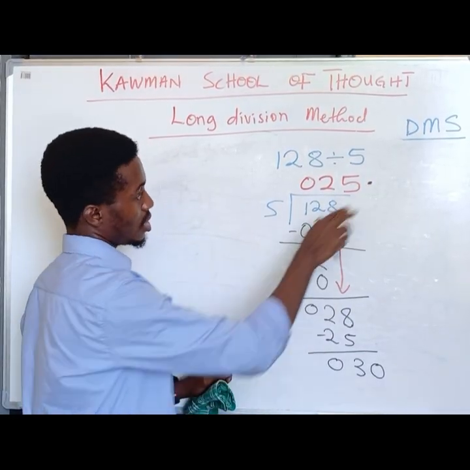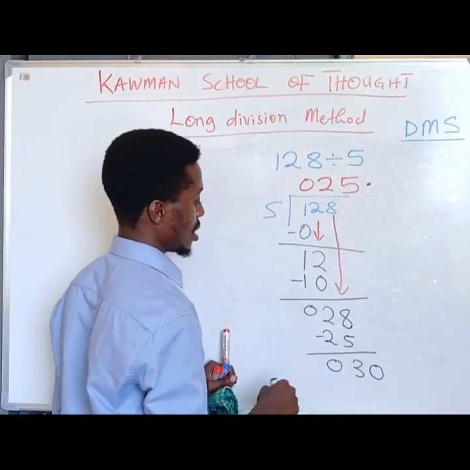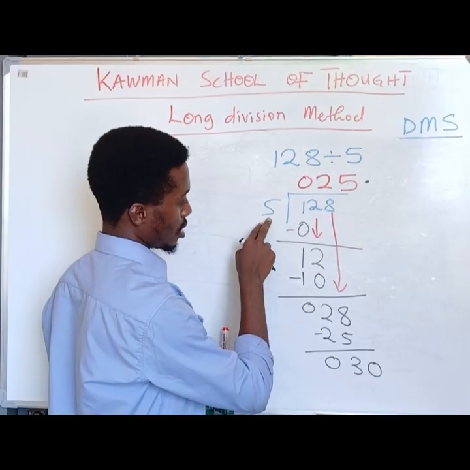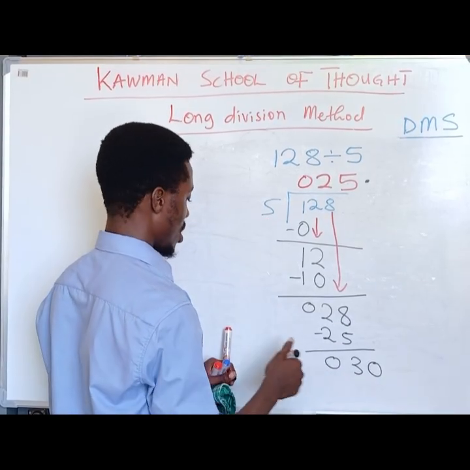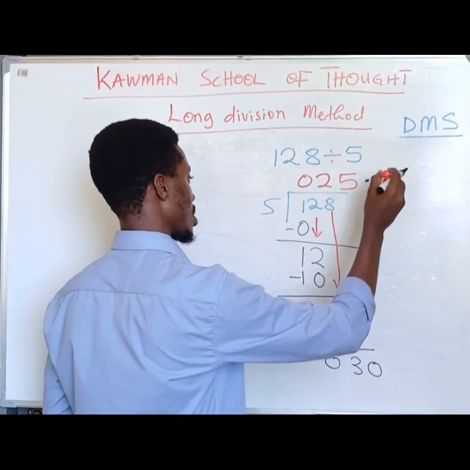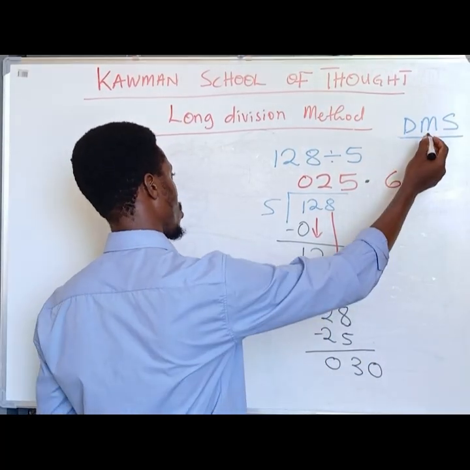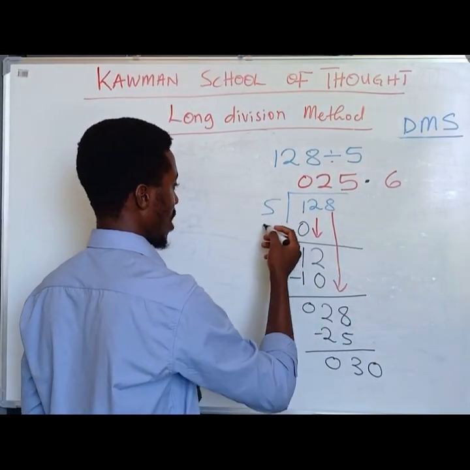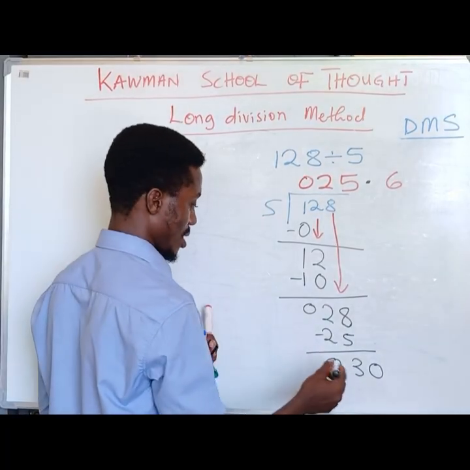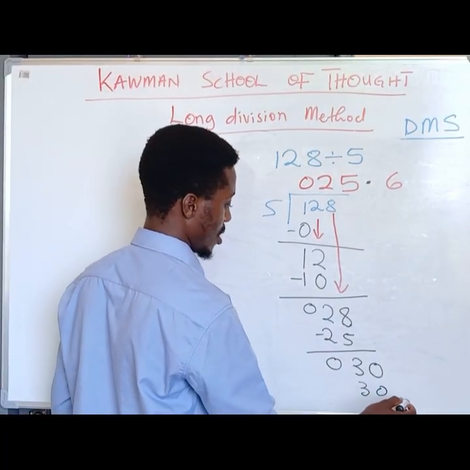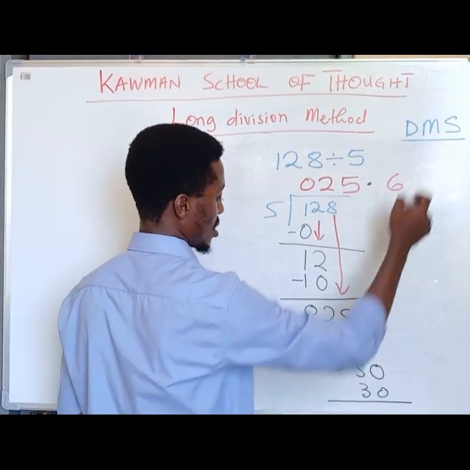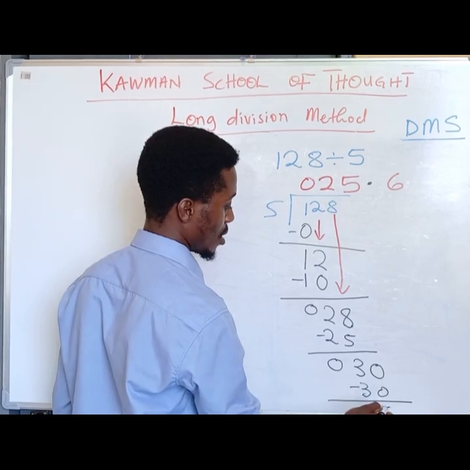Then we now what? Divide because of the line we are seeing here. So 30. So then 5 divides 30 how many times? And the answer is going to be what? 6. Alright, then after division, what is this? We multiply. So 6 times 5 gives us what? 30. Then what do we do next? We subtract. When we subtract, we're going to get 0, 0.